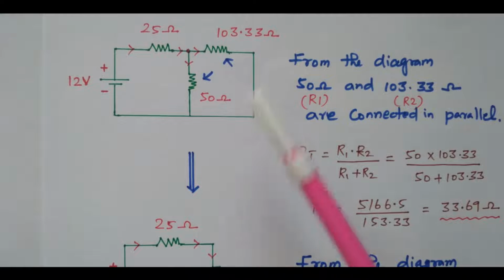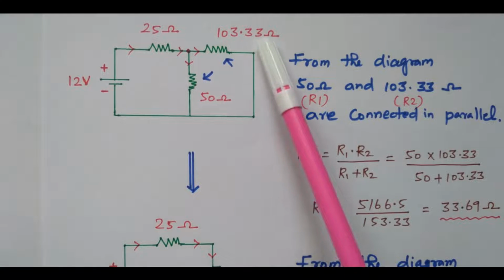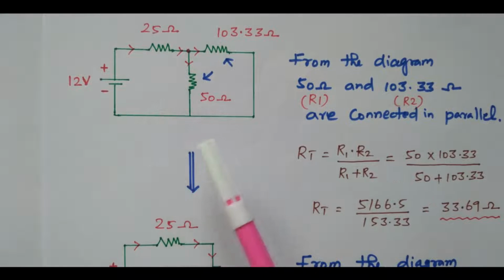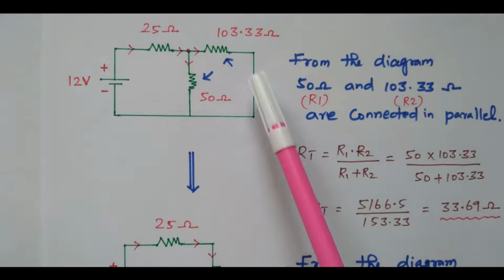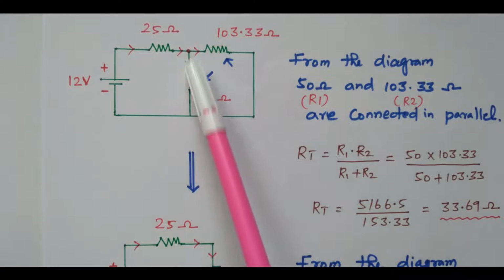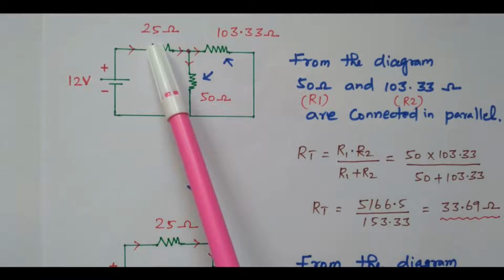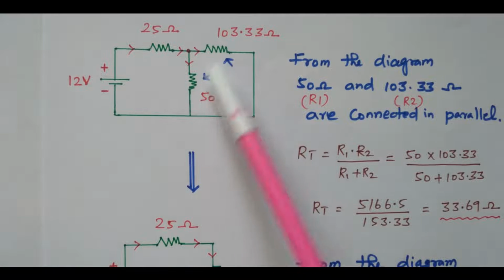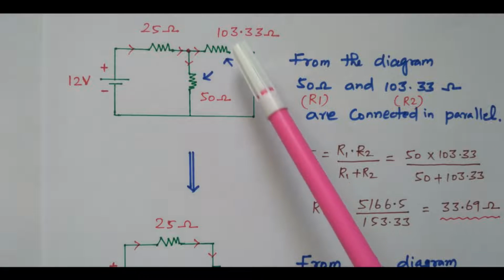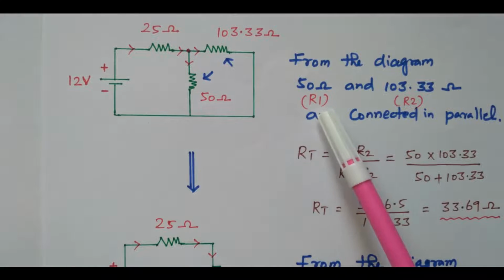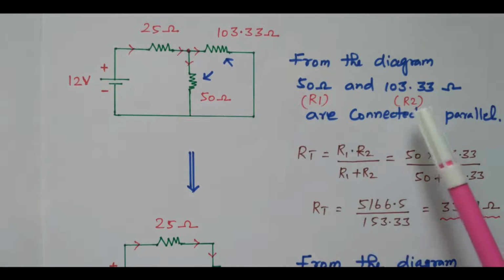Now we'll replace this with this value. So after replacing, what did we get? 103.33 ohm. The other two resistors are available. From this diagram, we are easily able to understand these two are in parallel, because the current flowing through the 25 ohm is diverted here. So these two are in parallel. Now we take 50 ohm as R1 and 103.33 as R2.